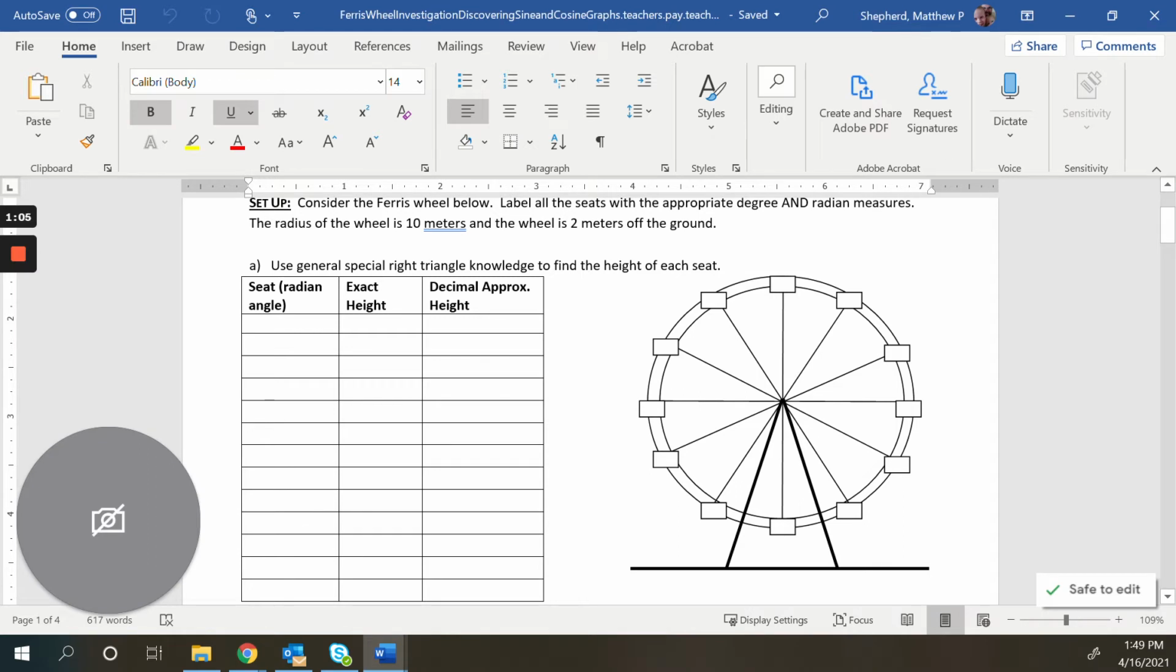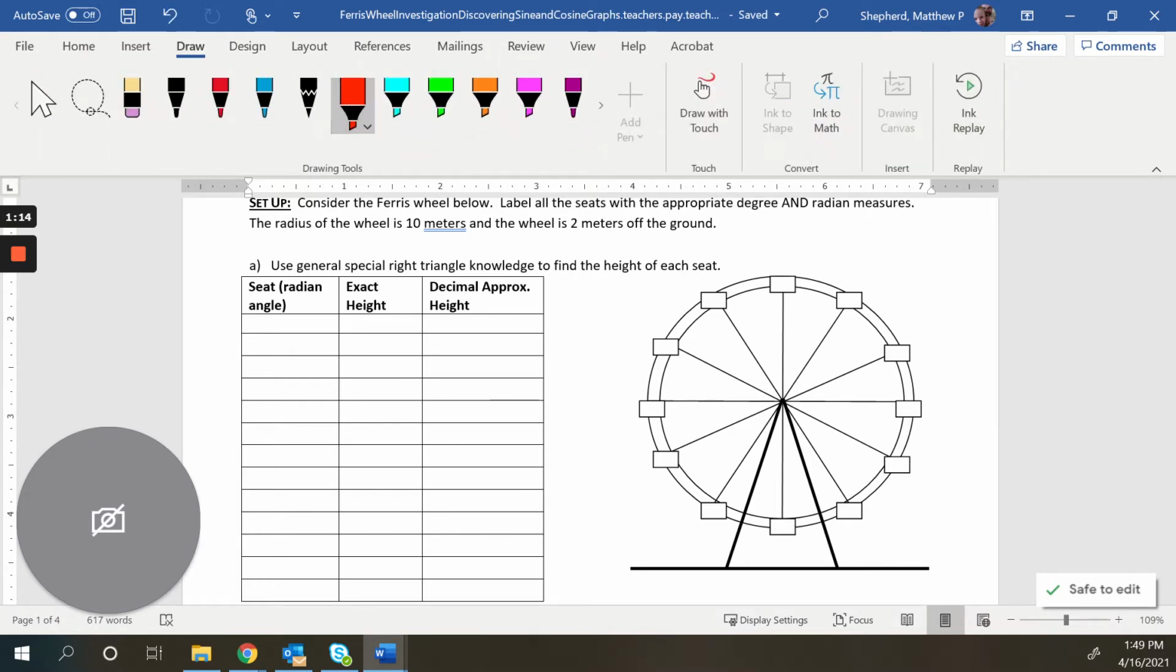So as we go through this, we're going to consider this Ferris wheel below, label all the seats with the appropriate degree and radian measures. So let's start with that. Let's start with degrees. Now, with the unit circle, and when we were doing that, we would always start right here. So we're going to start right here, 0. And then right up there would be our 90 degrees.